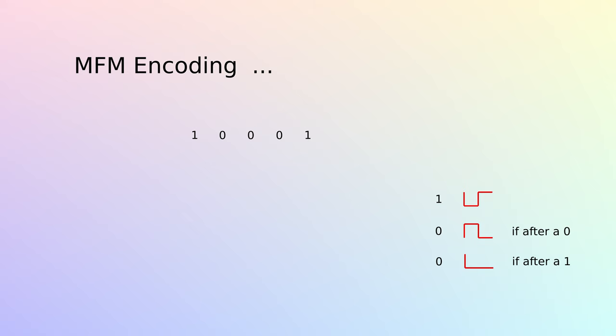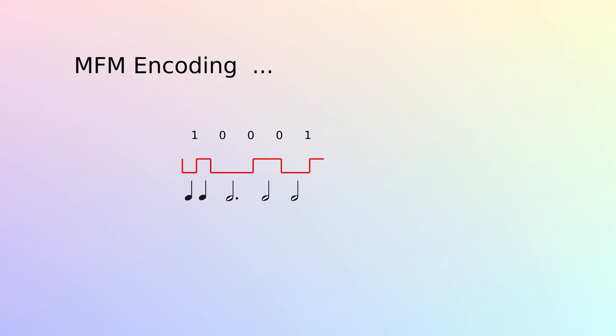10001, the one will be encoded low then high. Then it is a zero after a one, so it's going to be low, low. Then it's a zero after a zero, so it's going to be low, high. Then high, low, and finally low, high for the next one.